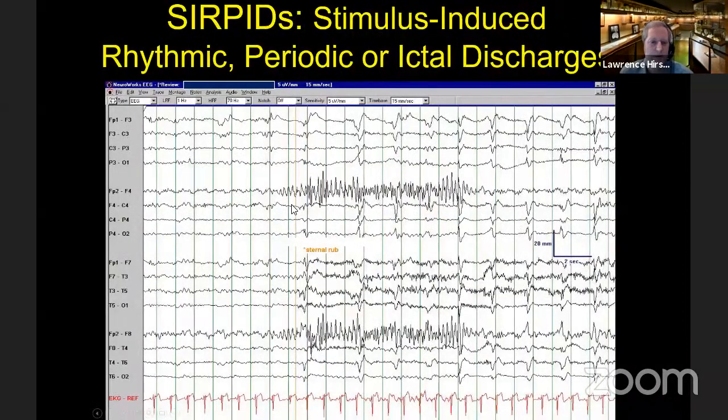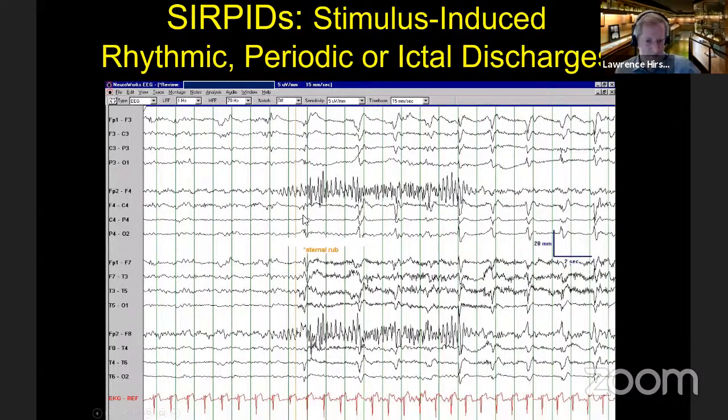If you lump all these patterns together, they're known as SERPIDs, stimulus-induced rhythmic, periodic, or ictal discharges. But it's much more important to describe the pattern and just put the SI prefix because they're extremely different. Stimulus-induced generalized rhythmic delta is very different than stimulus-induced electrographic seizure. So to lump them all, even though I'm the one who came up with that name many years ago, really doesn't make much sense. You should deal with the individual pattern that's brought out.